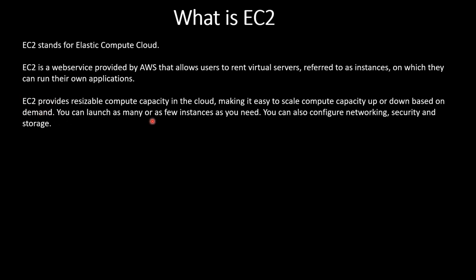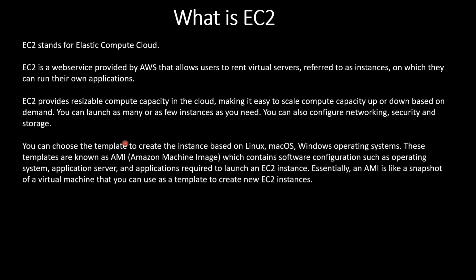You can launch as many or as few instances as you need. You can also configure networking, security and storage. You can choose the template to create the instance based on Linux, Mac OS or Windows operating systems. These templates are known as AMI, Amazon Machine Image, which contains software configurations such as operating system, application server and applications required to launch an EC2 instance. Essentially, an AMI is like a snapshot of a virtual machine that you can use as a template to create new EC2 instances.